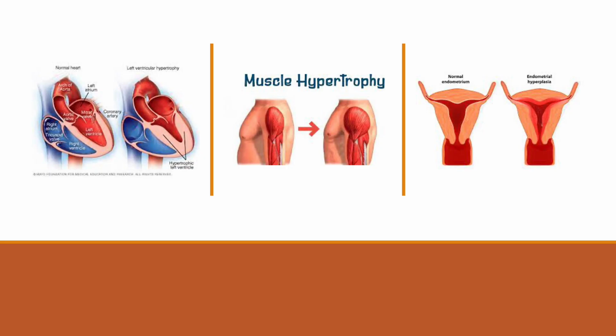And let's see if I've got some examples. On your left and in the middle, we see examples of hypertrophy. Here we see hypertrophy of the left ventricle, and here we see hypertrophy of the deltoid muscle. And then this is an example of hyperplasia. Endometrial hyperplasia is where the endometrium, this really skinny functional layer that sheds every month when a woman has a period, just becomes thickened for one reason or another, and that's called endometrial hyperplasia.